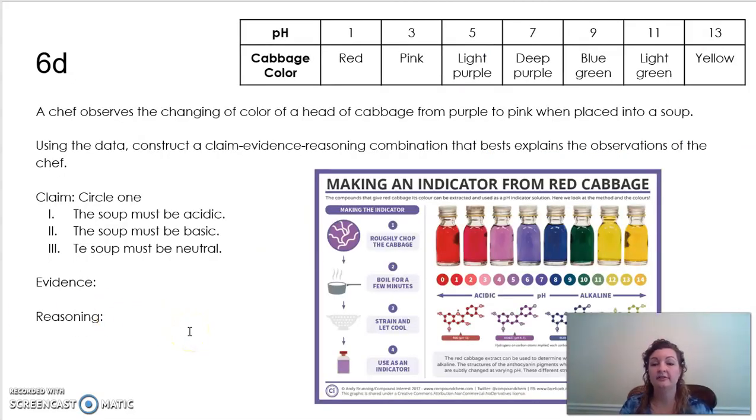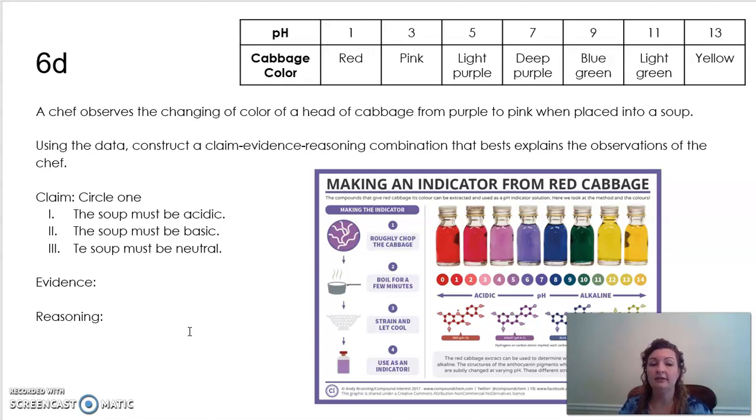All right, now you're given a scenario. The scenario says a chef observes the changing of color of a head of cabbage from purple to pink when placed into soup. Using the data, construct a claim, evidence, reasoning combination that best explains the observation of the chef. Well, in order to know this, you first have to know about cabbage indicator.